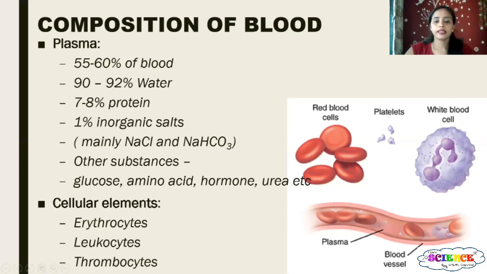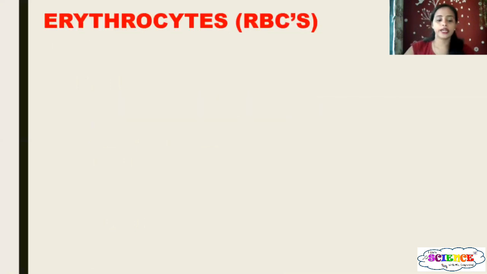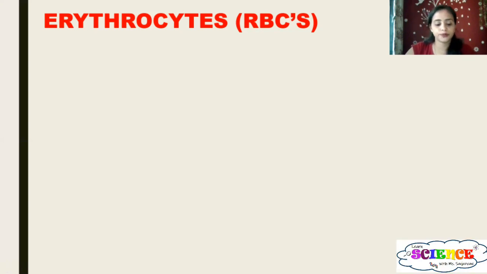Now let us talk about erythrocytes, that is red blood cells. Erythros means red, cytes means cell. Red blood cells are also called oxygen carriers, as they are responsible for transporting oxygen. So let us understand about it. First, we'll discuss the structure.